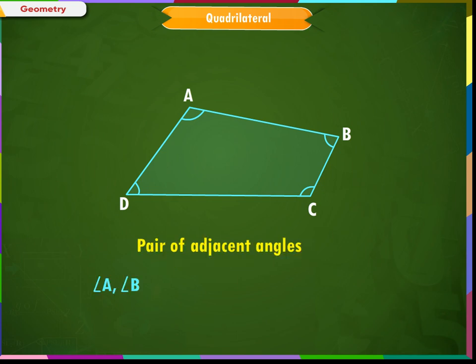Angle A and angle B are a pair of adjacent angles. The other pairs are angle B and angle C, angle C and angle D, and angle D and angle A.